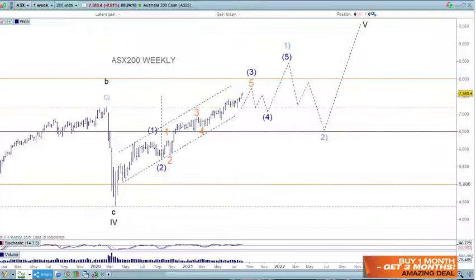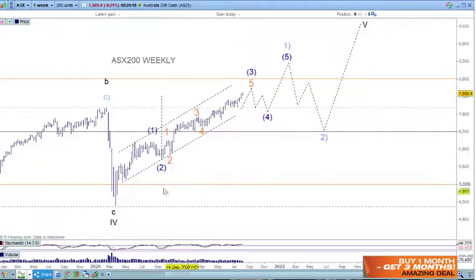Okay, so for the ASX here, we're still cranking higher thanks to the banks, and resources are still softer as the commodities are still searching for new lows. So yeah, stock traders need to be on the banking side, and let's go in and have a look.